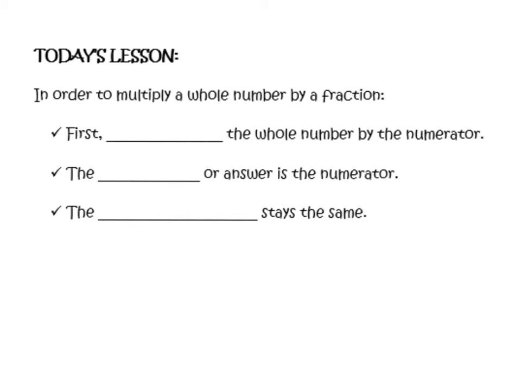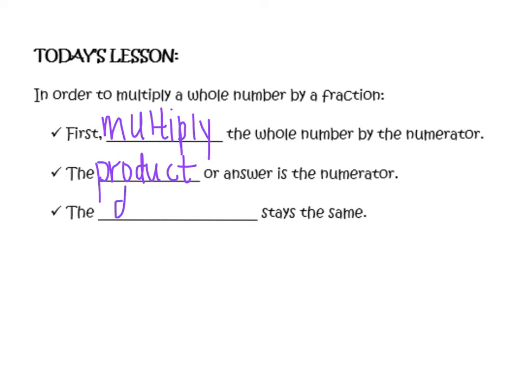In order to multiply a whole number by a fraction, first multiply the whole number by the numerator. The product, or answer, is the numerator. The denominator stays the same.